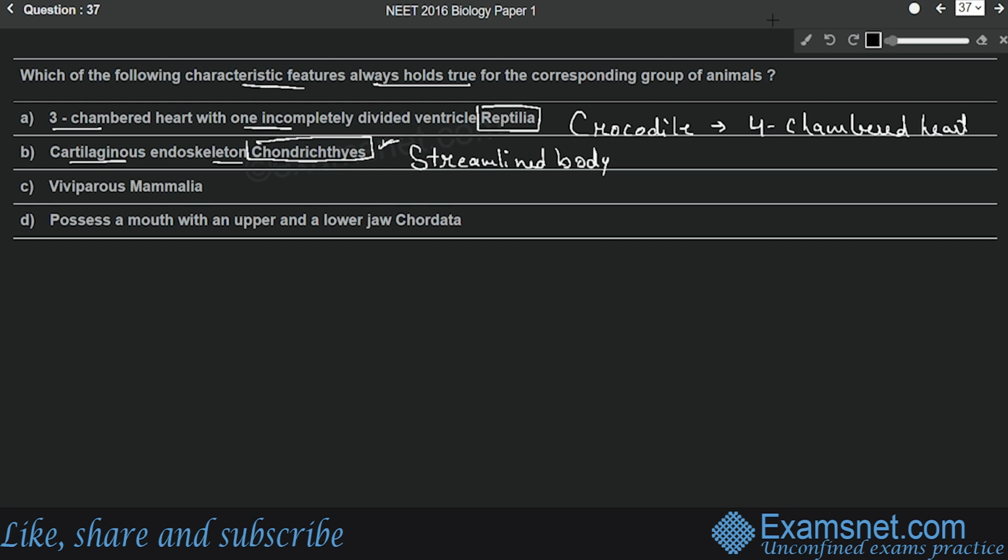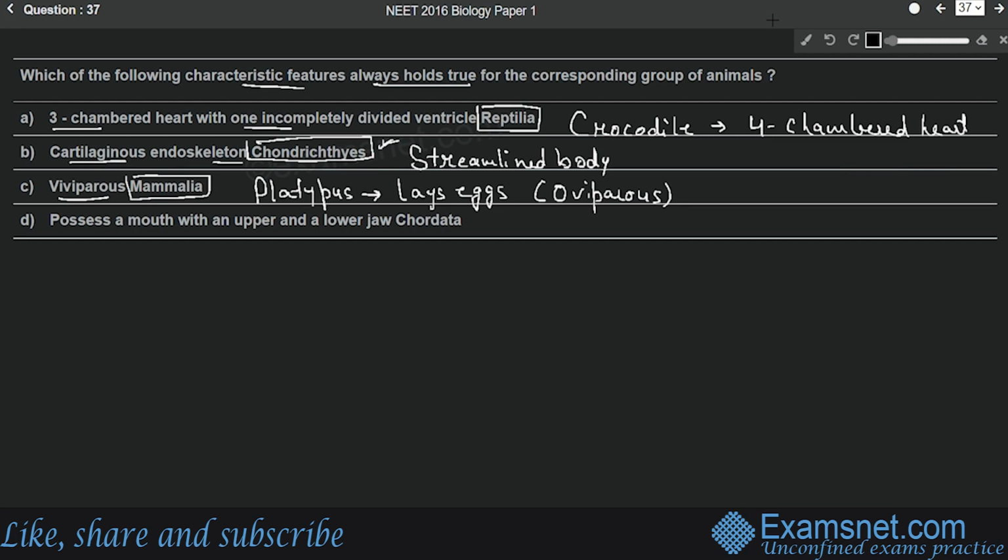So this is true. Then the third one is viviparous, and that is a feature of Mammalia. So again, in general, this is correct that mammals are viviparous. That means they give birth to young ones. But there is an exception again, and that is platypus. We know that platypus is a mammal which lays eggs. That means it is oviparous, not a viviparous animal. So again, due to this exception, this will not always hold true.